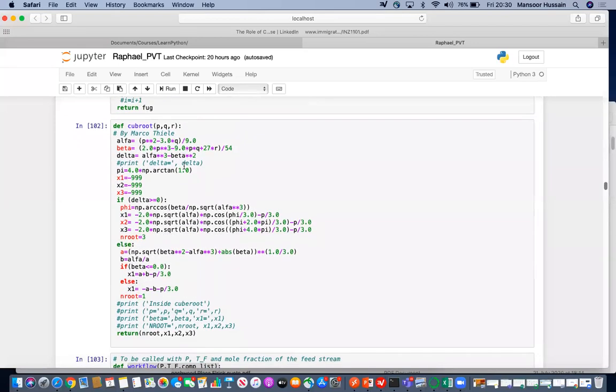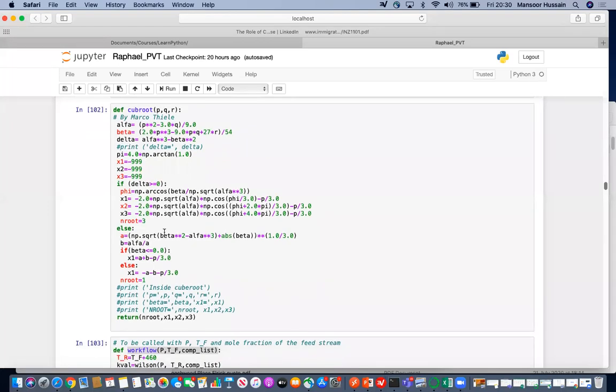And this is a cubic equation solver. This is fairly publicly available. It just solves a cubic equation, because the Peng-Robinson equation of state is cubic in nature, meaning it's like x1 plus x square plus x cube is equal to some function. So in order to solve that, I needed to write this cube root solver.